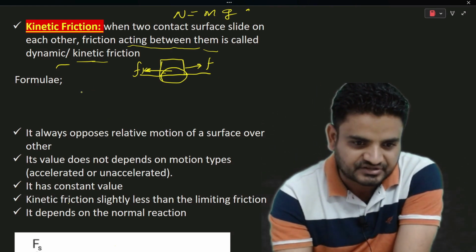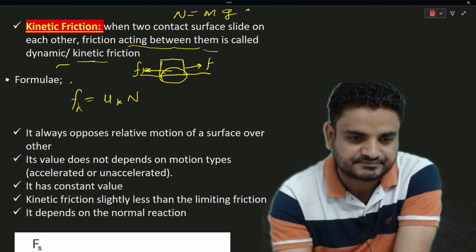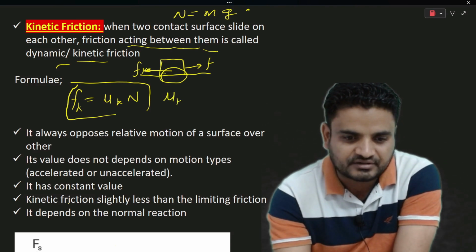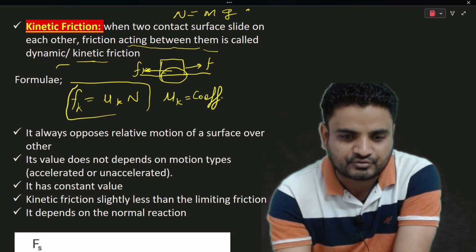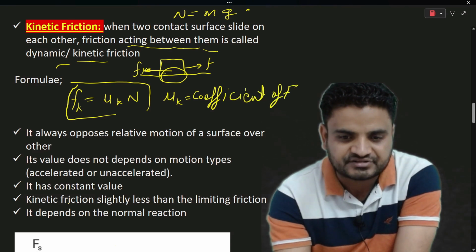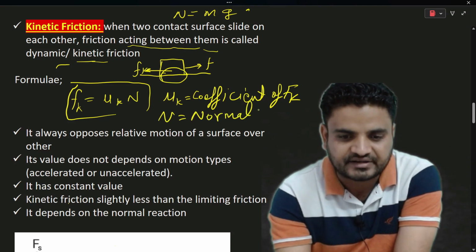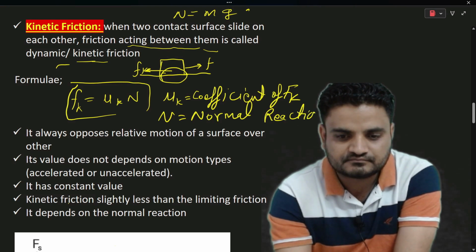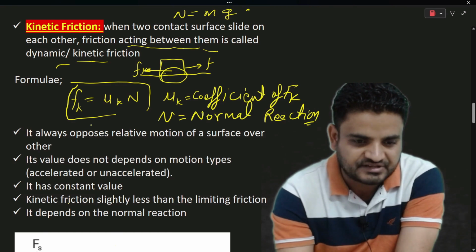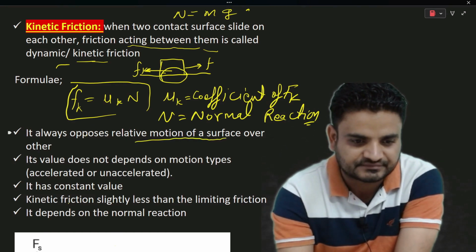The formula for kinetic friction is Fk equals mu k into N. Here mu k is the coefficient of kinetic friction and N is the normal reaction. Clear? Some important points. It always opposes the relative motion of a surface over another.